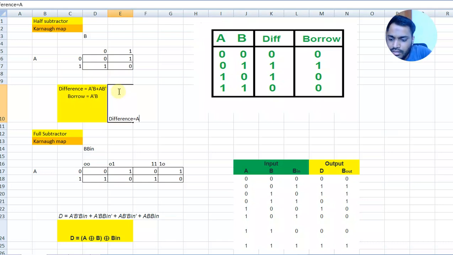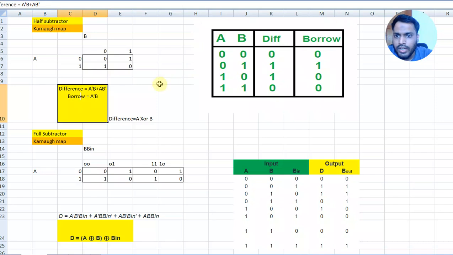Okay, so this is the expression for difference, A XOR B, after simplifying this. Whereas for borrow, you see how we wrote the borrow when the first input was smaller than the second input. Only in that case it will be 1. So here in this case only A is smaller than B, so here it was 1.